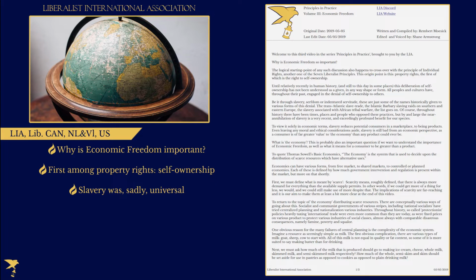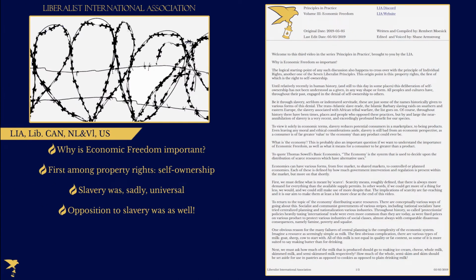The transatlantic slave trade, the Islamic Barbary slaving raids on southern and eastern Europe, the slavery associated with African tribal warfare, the list goes on. Of course, throughout history there have been times, places, and people who opposed these practices. But, by and large, the near annihilation of slavery is a very recent and exceedingly profound benefit for our species.